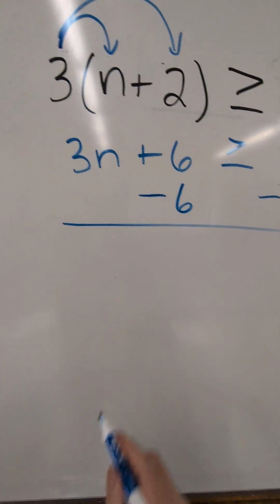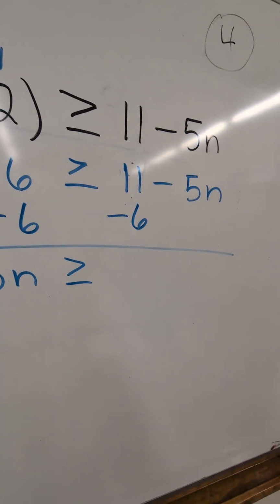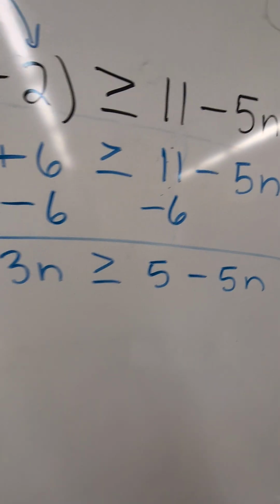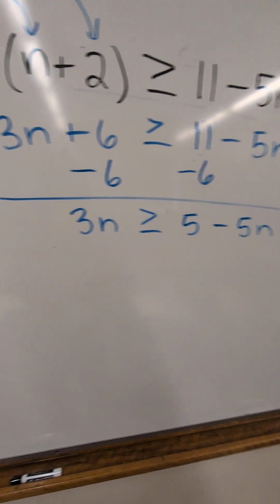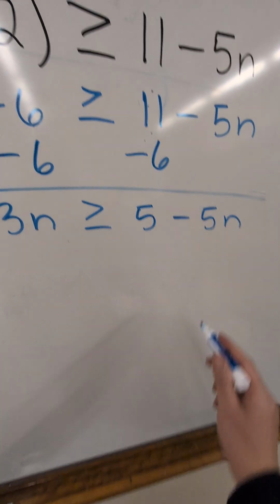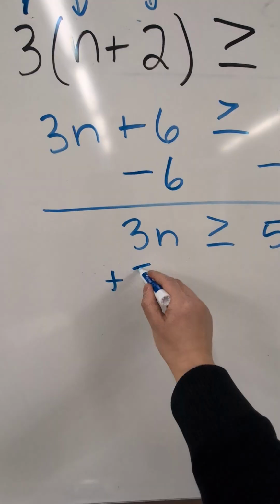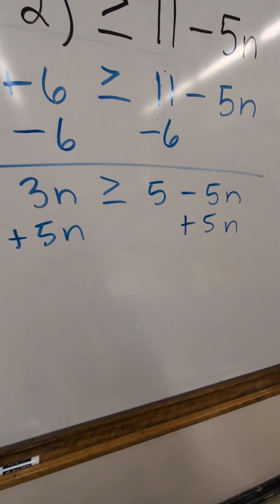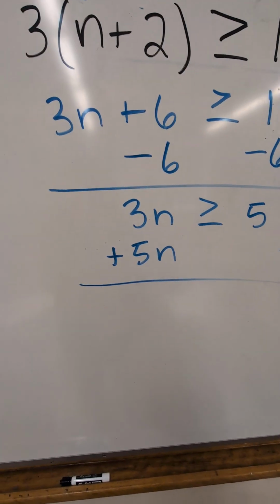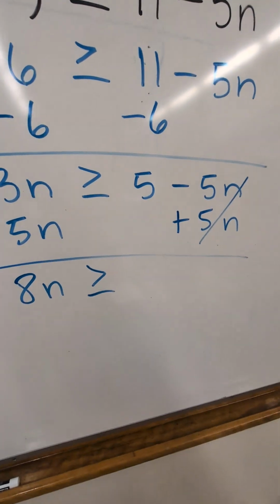If I do that, on the left side I have 3n. It's greater than or equal to 11 minus 6, which is 5, minus 5n. I still have n, or variables, on both sides. So I'm just going to add 5n here, add 5n here. Okay, and what that does is it gets rid of the variables on the right side. So I'm left with 3n plus 5n is 8n, greater than or equal to 5.